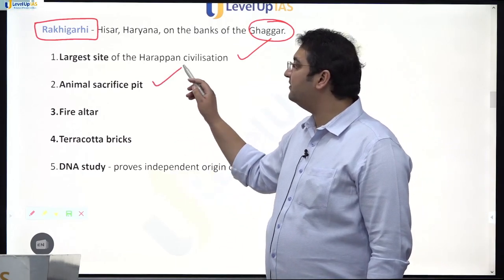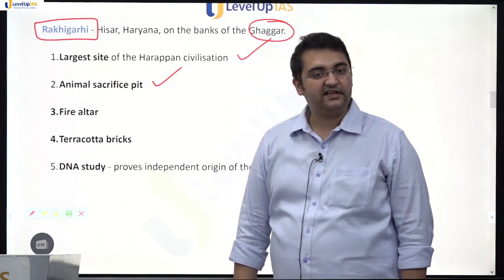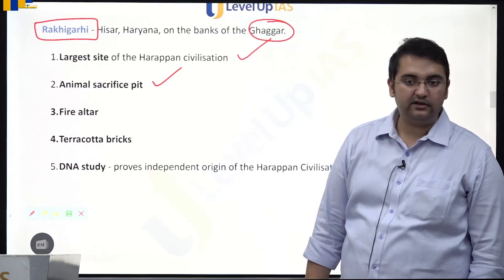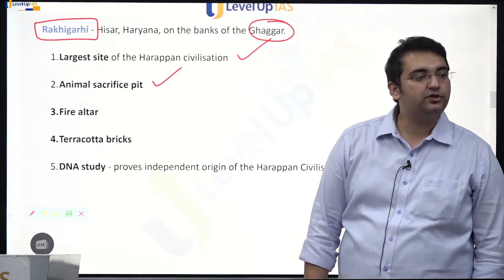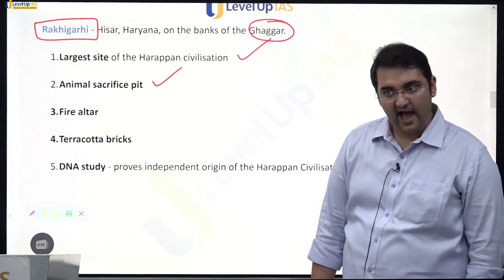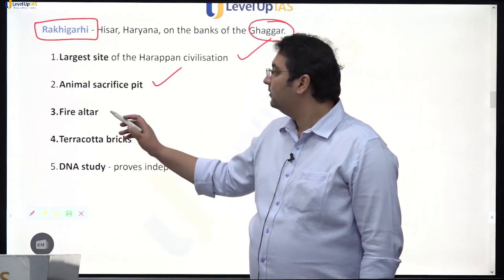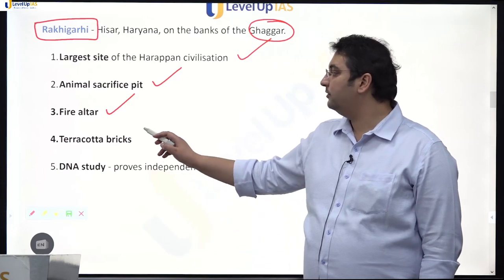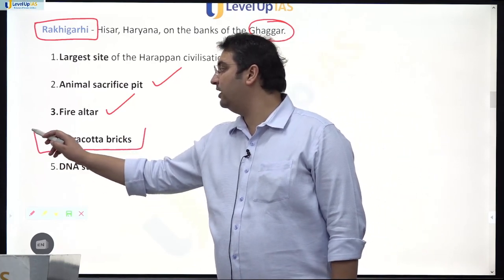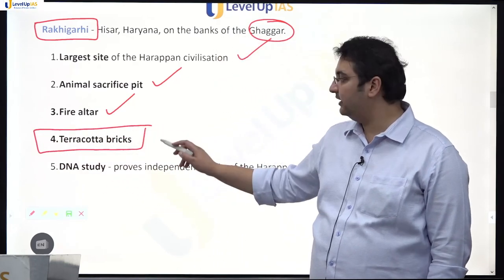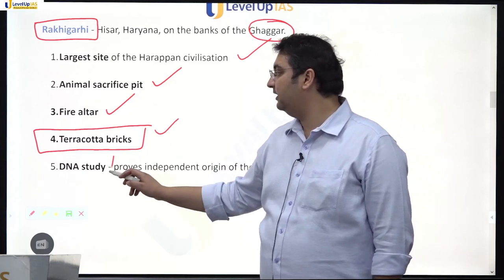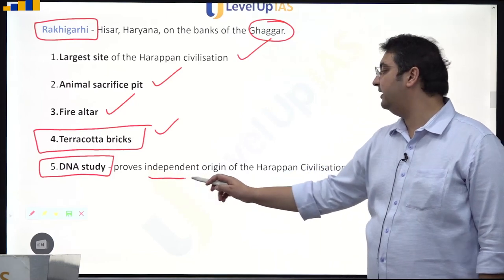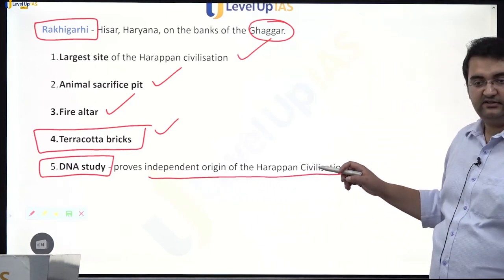We also have evidence of an animal sacrifice pit. How do we know that animals were sacrificed over here? Because of the butchered bones of several animals. We also have a fire altar here, and in place of clay burned bricks, we have terracotta bricks. And finally, we have a DNA study which proves the independent origin of the Harappan civilization.